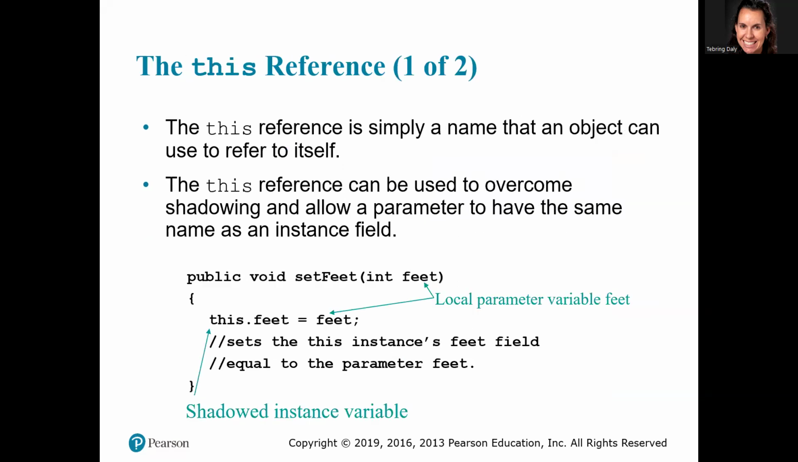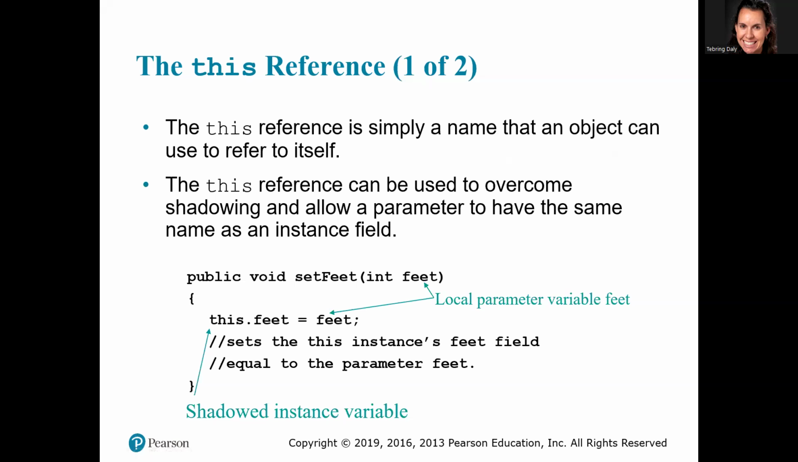So we talked about this called shadowing. Shadowing is whenever you have the same field name and the same parameter name. For example, this parameter name is the same name as the field name. And so for the field of the class, you have to say this dot feet, because if you just say feet equals feet, it doesn't know which one. And it actually will let you go.